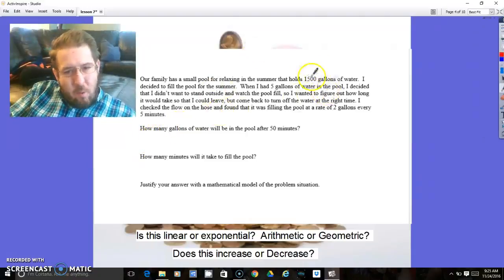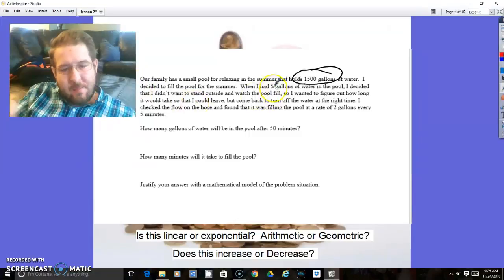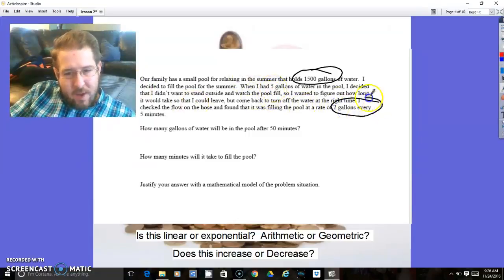All right, so this question is about water, and we start off with 1,500 gallons. That's how much it takes to fill the pool. And here's the rate. It's increasing.